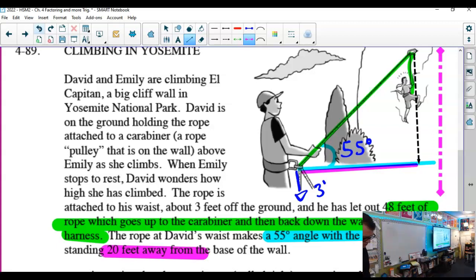Is it 34.87? Yes. So how much rope does that leave from the carabiner down to Emily? 13. Yeah, so take that away from the other value that you just got. You had 28.56. Take away the 13.13. It's 15.43. Yeah, 15.43.